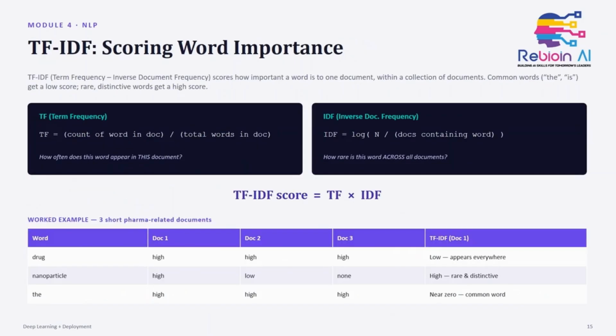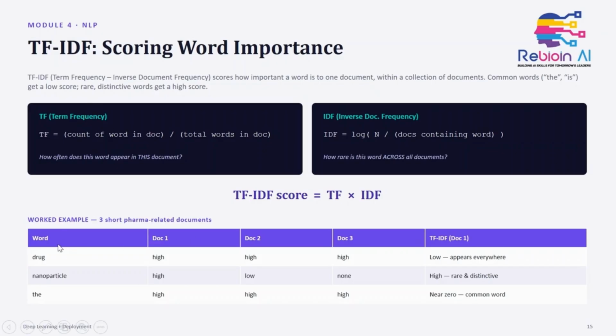Next we'll discuss TF-IDF. TF-IDF stands for Term Frequency Inverse Document Frequency. It scores how important a word is to one document within a collection of documents. For example, in document 1 there are words like dog, dog, dog, cat. In document 2 we have cat, fish. Based on this, dog is very important in document 1 because it appears frequently. Common words like the or is appear in many documents, so TF-IDF gives them lower importance. TF-IDF is commonly used for document classification in search engines and spam detection.